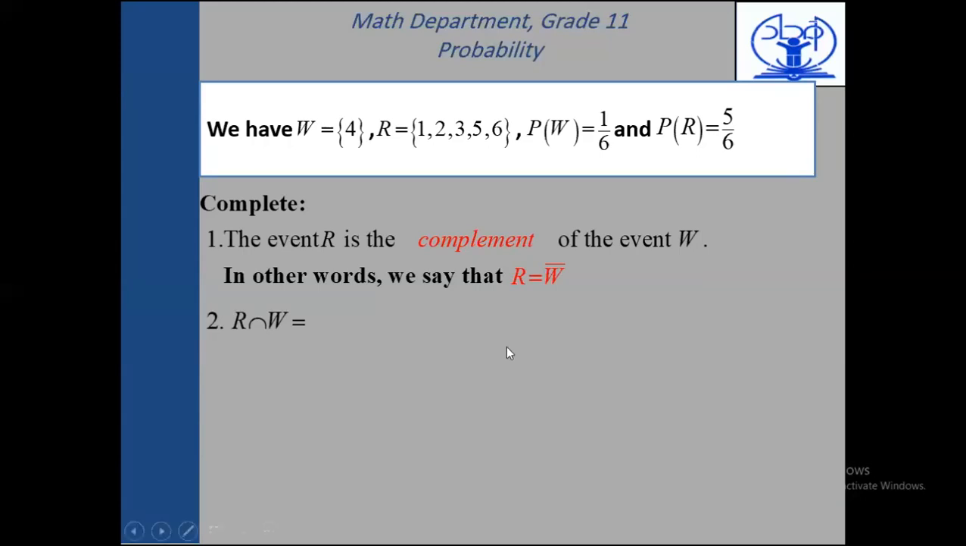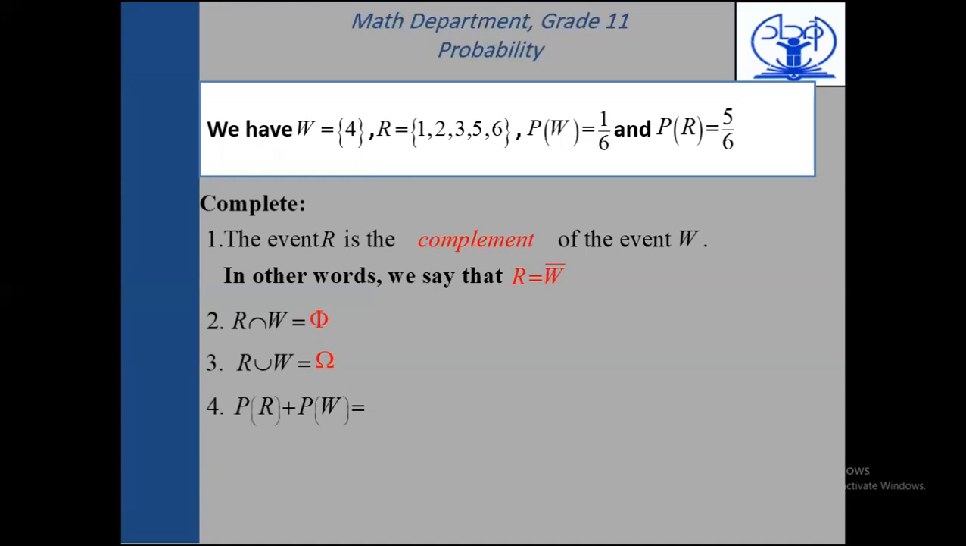What about R intersection W? Is there any intersection between these two sets? For sure not. What about the union of these two sets? It will be the sample space because R consists of everything which is outside W. So we're talking about W and everything which is outside W, and this will be the sample space.